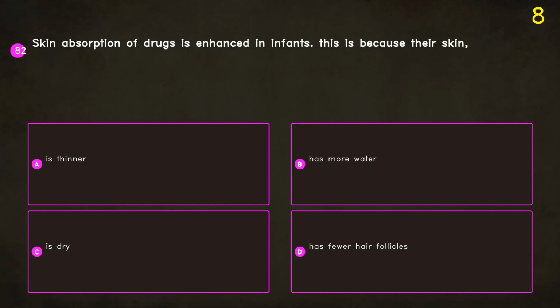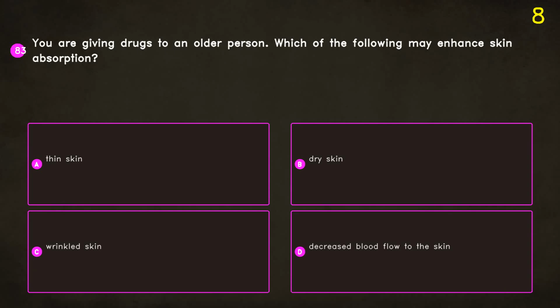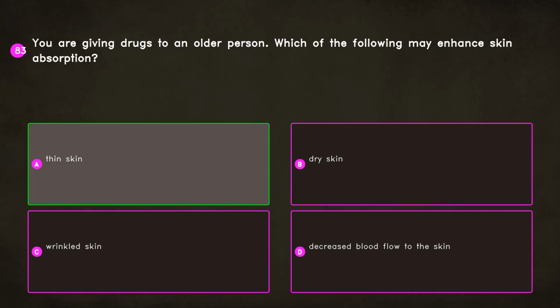Question 82. Skin absorption of drugs is enhanced in infants. This is because their skin: A. Is thinner. B. Has more water. C. Is dry. D. Has fewer hair follicles. The correct answer is thinner. Question 83. You are giving drugs to an older person. Which of the following may enhance skin absorption? A. Thin skin. B. Dry skin. C. Wrinkled skin. D. Decreased blood flow to the skin. The correct answer is thin skin.